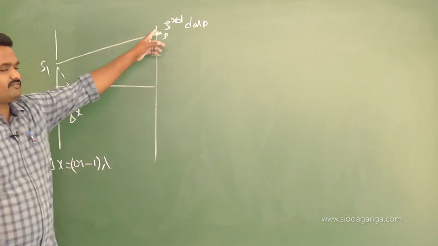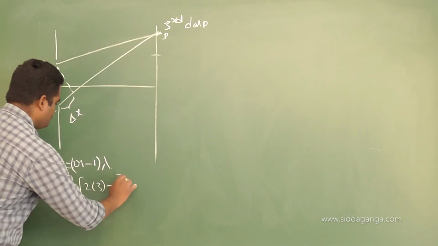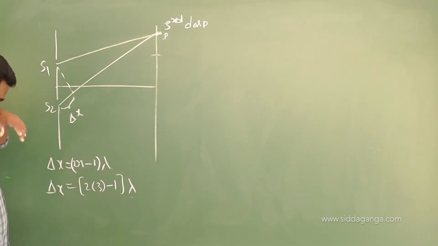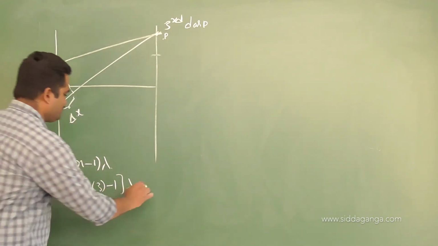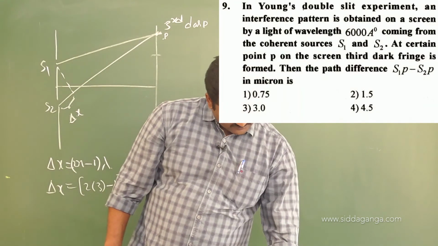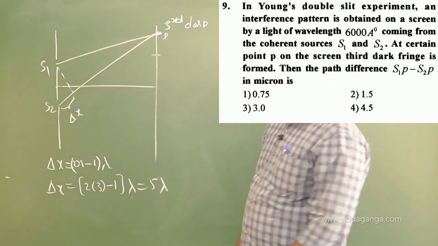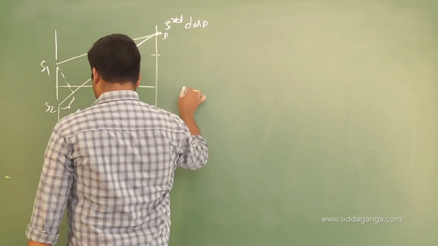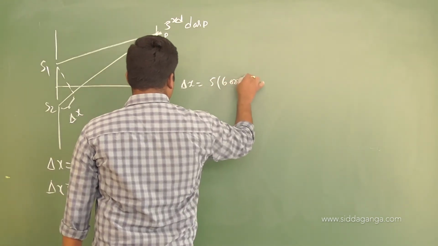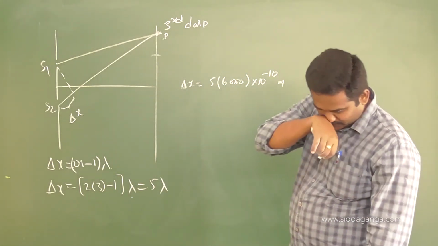They are saying this is which dark fringe? Third dark fringe. That's why it is 2 into 3 minus 1 into lambda. Path difference should be that. So how much will you get now? 6 minus 1, 5 lambda. This is 5 into lambda. Lambda is how much? 6000 angstroms is given. If I substitute, delta x will be equal to 5 into 6000 into 10 to the power of minus 10 meter. I think the answer is asked in terms of micron.